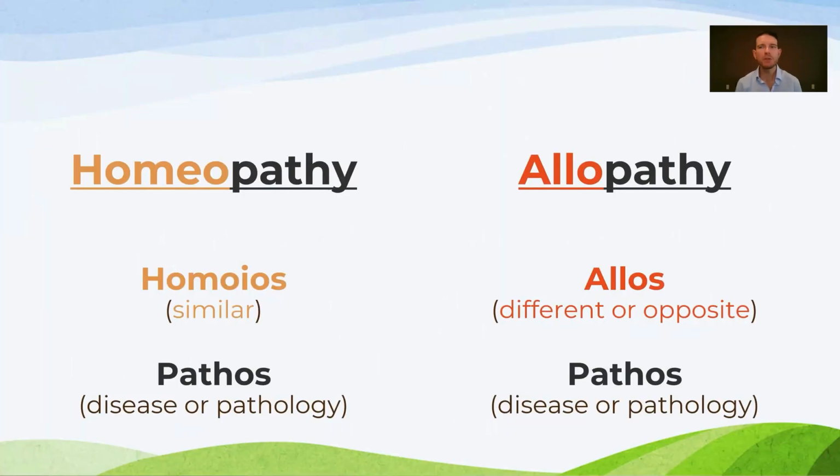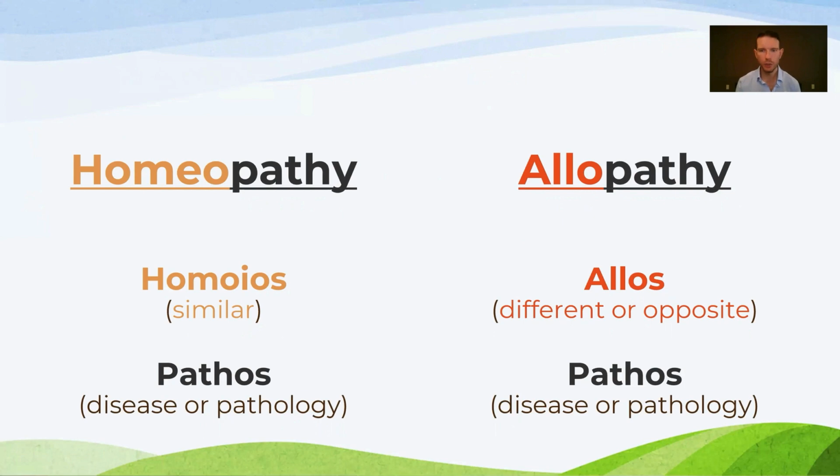If we break down the words homeopathy and allopathy, we can see the meaning right in there. Homoios, which is similar, pathos, which is disease or pathology. So homeopathy was the third thing that Hahnemann talked about, which is the treatment by the law of similars, using a similar medicine to treat disease.